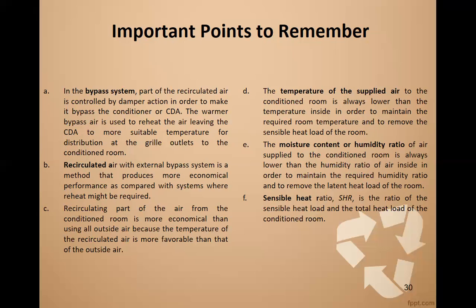Letter D, the temperature of supplied air to the conditioned room is always lower than the temperature inside in order to maintain the required room temperature and to remove the sensible heat load of the room. E, the moisture content or humidity ratio of air supplied to the conditioned room is always lower than the humidity ratio of the air inside the room in order to maintain the required humidity ratio and to remove the latent heat load of the room. F, sensible heat ratio, SHR, is the ratio of the sensible heat load and the total heat load of the conditioned room. Okay, kahit wala lang natin important points to remember.